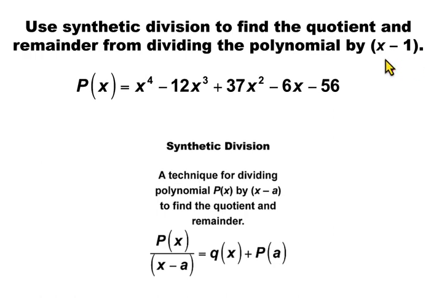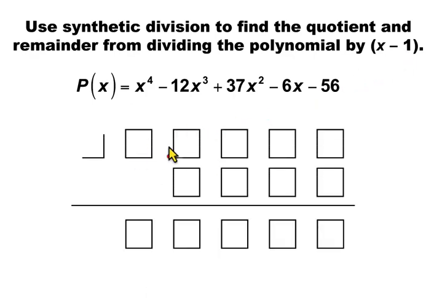a. As you can see, x minus 1 is already in this form, so we will be using 1 in the synthetic division calculations. These 5 placeholders are for each of the coefficients of the polynomial. Since this is a polynomial of degree 4, there are 5 placeholders, 1 for each term. This is how synthetic division works.